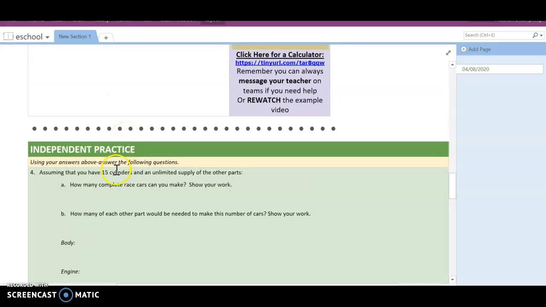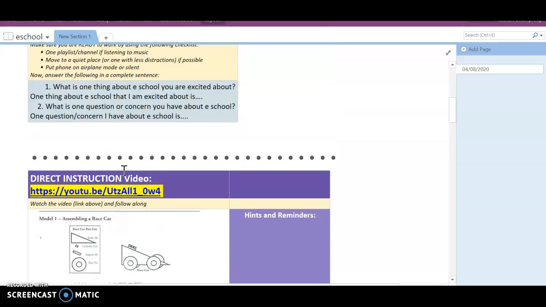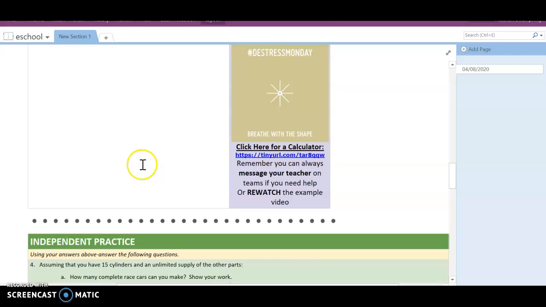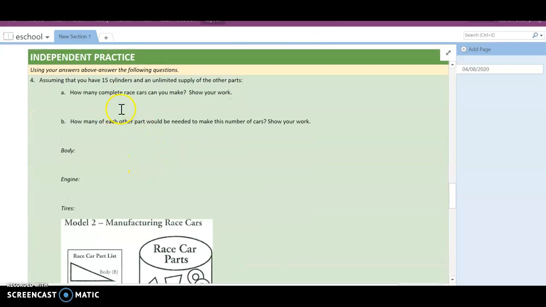Hey guys, you already did the partner practice, sorry, not the partner, direct instruction video. There is a link to show you how to do it. So now I'm just going to show you my thinking on these ones, in case there's any confusion.